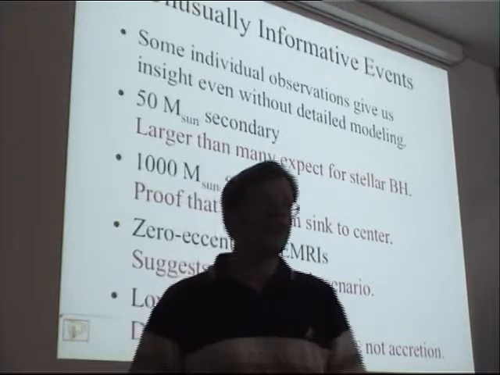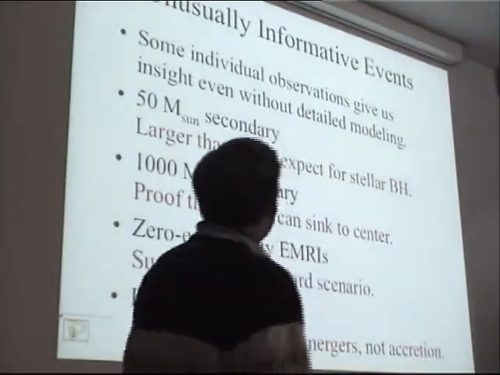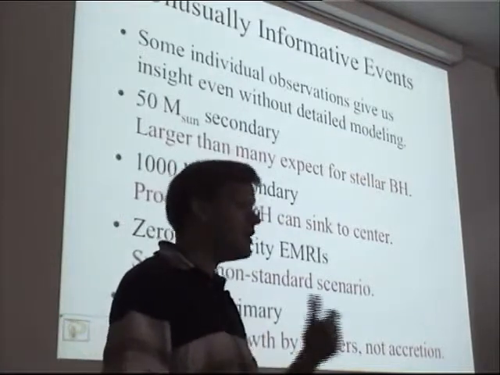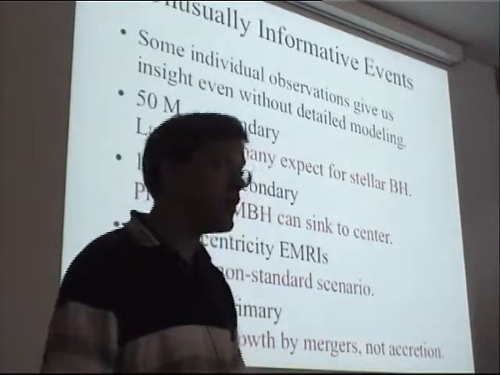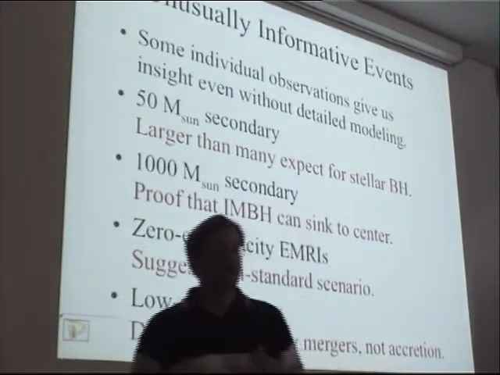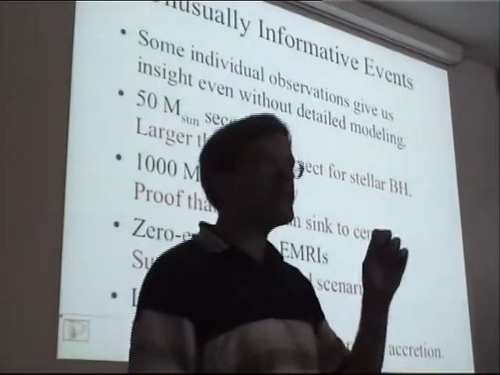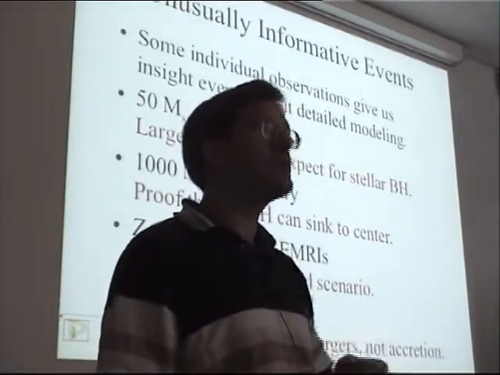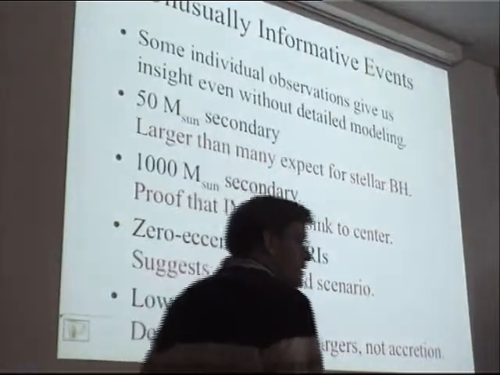If you have a 1,000 solar mass secondary, then even if it is the case that the existence of intermediate mass black holes had been established by 10 years from now, even so, this is immediately an interesting point because it says that such black holes not only form, but can sink to the center in reasonable time, something which is not a certainty at this point.